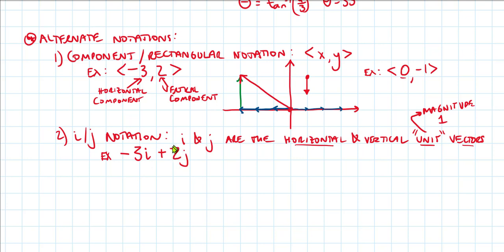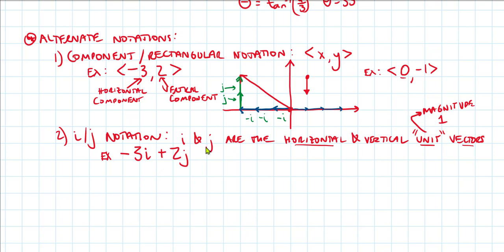And then that 2j: again, j is the vertical unit vector. So what I am doing is going up 2 vertical unit vectors. 1 there, 1 there. So that is 1j, and that is another j. This is 1 negative i, this is another negative i, this is another negative i.